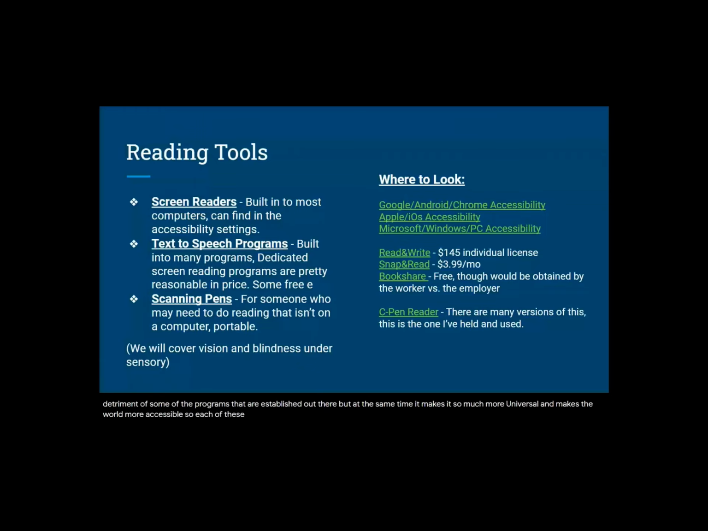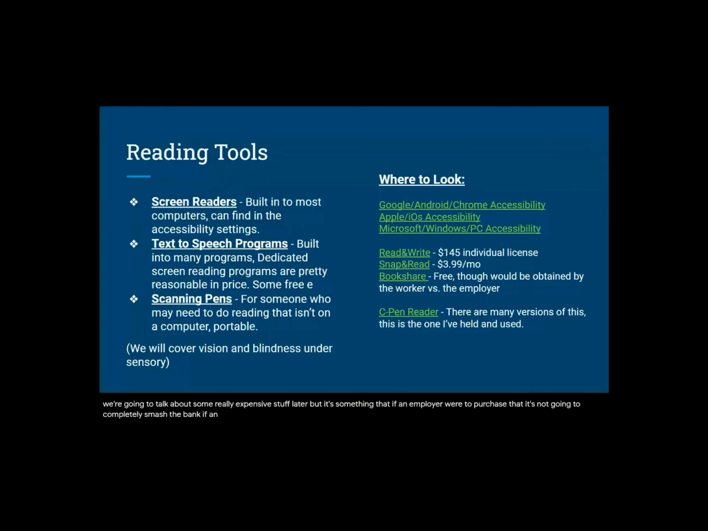So each of these links will take you to the accessibility site for these big 3 companies, and you can see the tools that they have built in. There are also some specialized software. Read and Write is something that's only $145 for an individual license. And I say only because we're going to talk about some really expensive stuff later. But if an employer were to purchase that, it's not going to completely smash the bank.